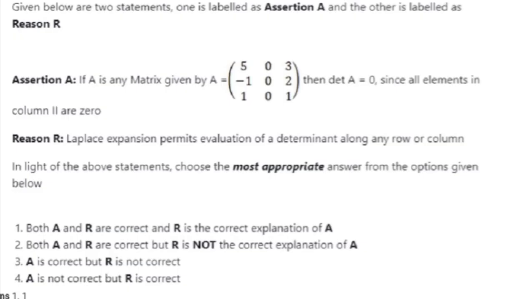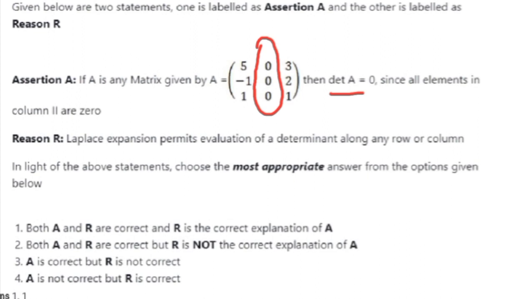This is, we were given assertion and reasoning. Assertion was, if A is any matrix given by, that is A is equal to this very matrix, then determinant of this very matrix is equal to 0, since all elements in the column second are 0. And the reason given is Laplace expansion permits evaluation of a determinant along any row or column.